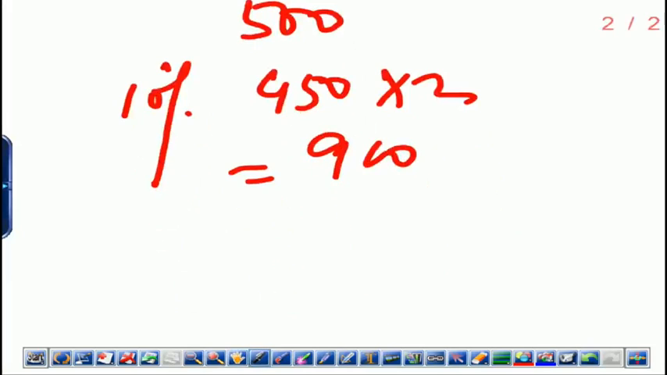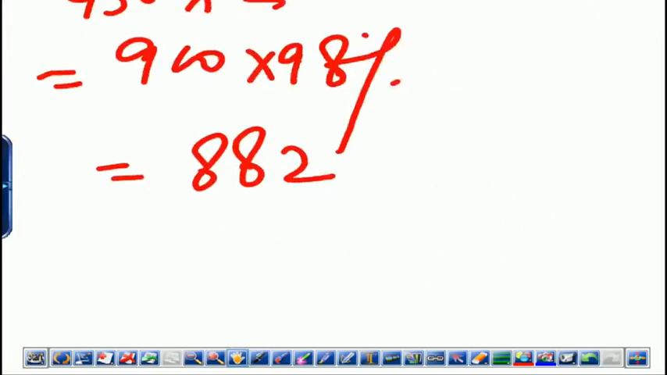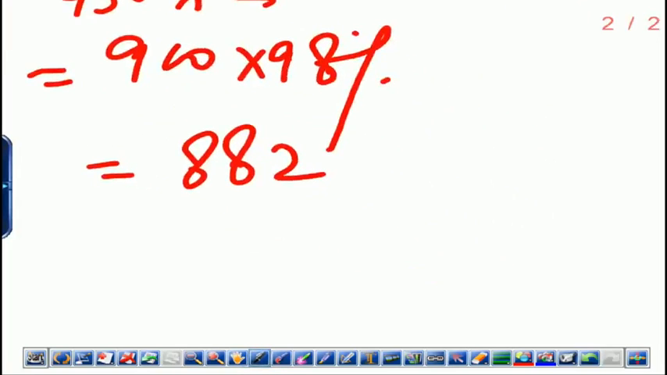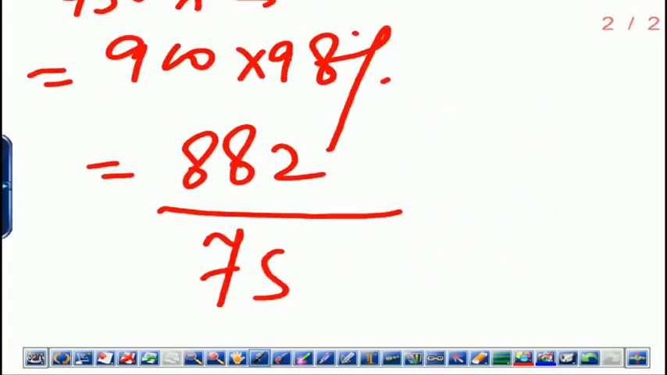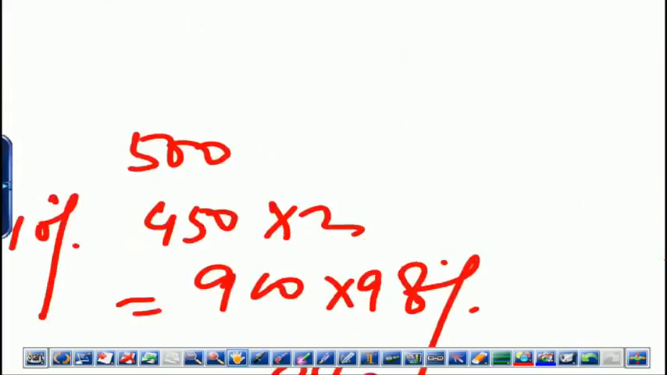Okay, but usually there would be investment bankers and all that, so there would be some flotation cost. Suppose flotation cost is 2%, so the net realization would be 900 into 98%. Okay, 900 into 98% is coming to 882 per ADR. But obviously this has to be in dollar terms. So suppose the exchange rate is 75, so 882 by 75. So the net realization comes to 11.76 per ADR. Correct? I think the figures are okay with you.